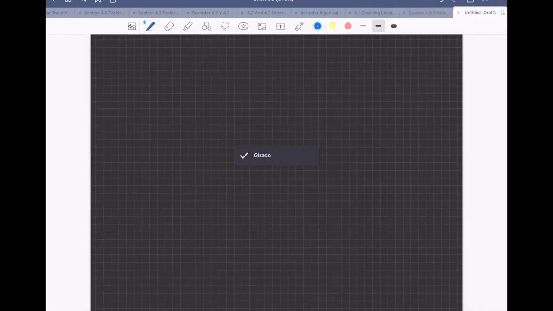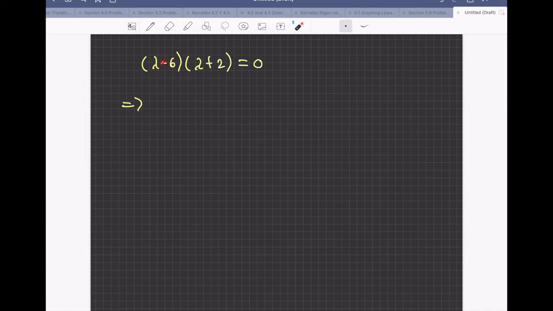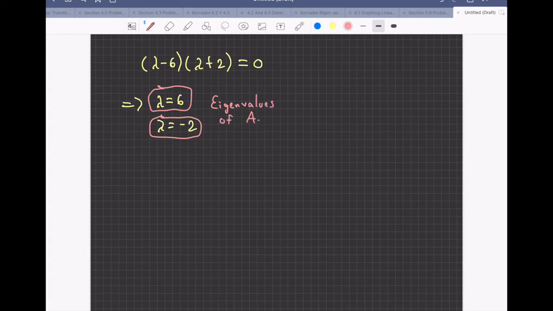And we have lambda minus 6 times lambda plus 2 equal to 0, and this implies, again, set each of these equal to 0. This one equal to 0 implies lambda equal to 6, and this one equal to 0 implies lambda equal to negative 2. So we have lambda equal to 6 and lambda equal to negative 2. These are the two eigenvalues. There you have. Now, some properties for eigenvalues.